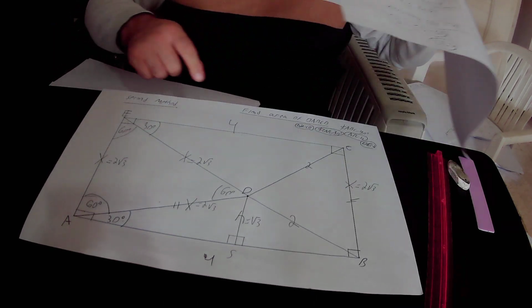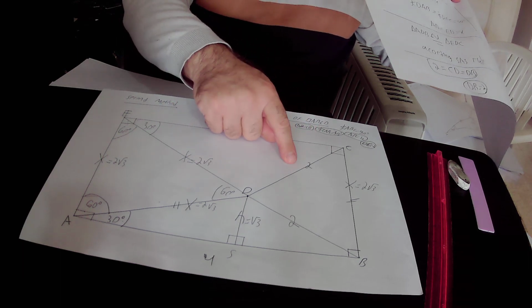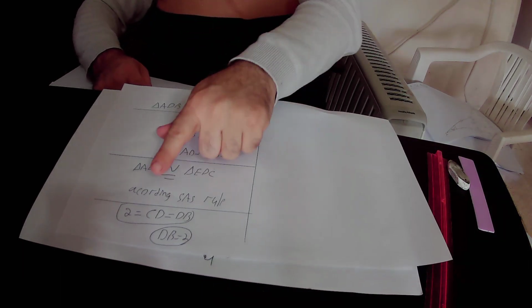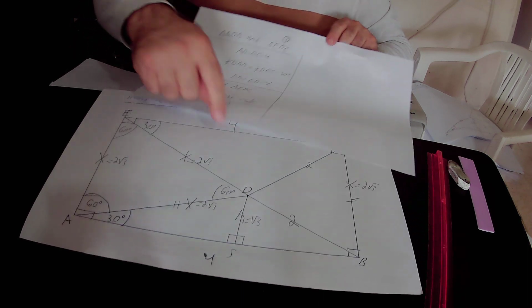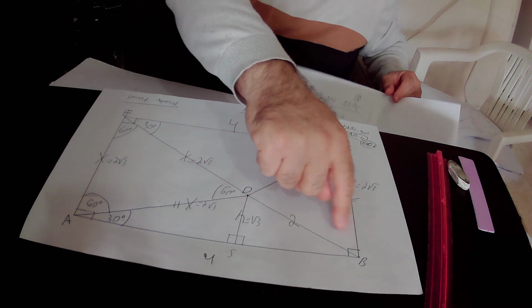But it is given in the question that CD equals 2 units. From this equation we derive that DB also equals 2 units.